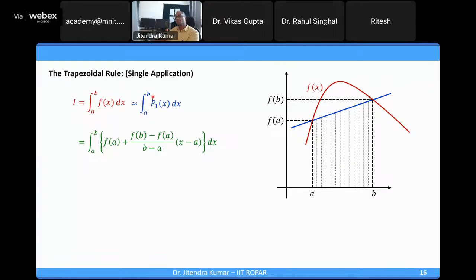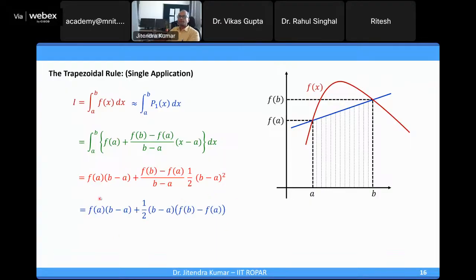So this f(x) can be approximated by this p1(x), which is f(a) plus (f(b) minus f(a)) divided by (b minus a), times (x minus a) dx. And now, because it's a polynomial and we know how to integrate it, it can easily be integrated, which is given here: f(a) times (b minus a), just the limit. Here you have x minus a, which you can integrate again, (x minus a) squared by 2, put the upper limit minus the lower limit, and then you will get this value.